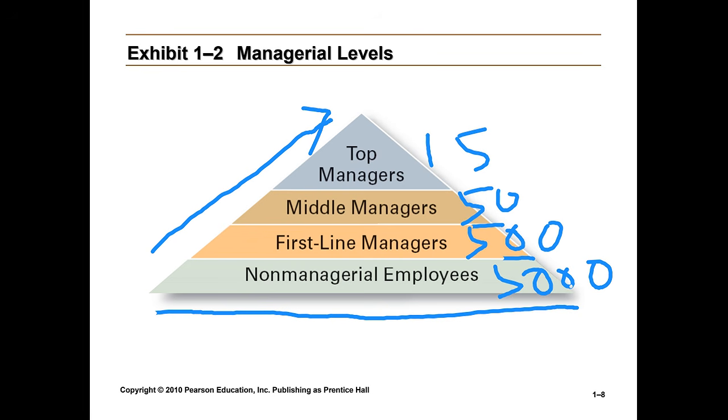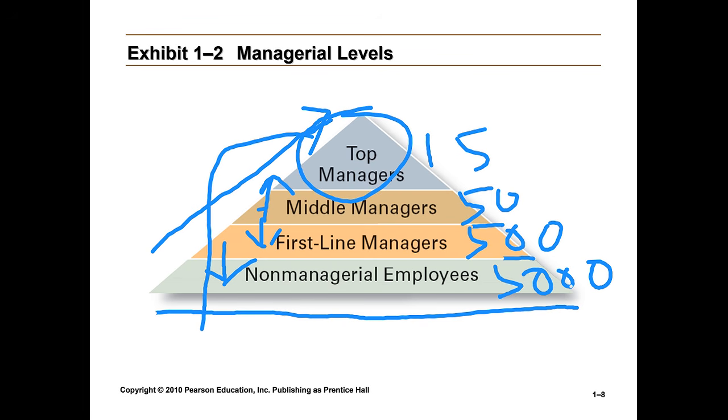So what happens is this first line manager is directly responsible for the non-managerial employees. So he's overseeing and coordinating them. And middle managers over here, they are linked with first line managers and top managers. Okay? And these are the top managers who make company-wide decisions that affect the whole organization.